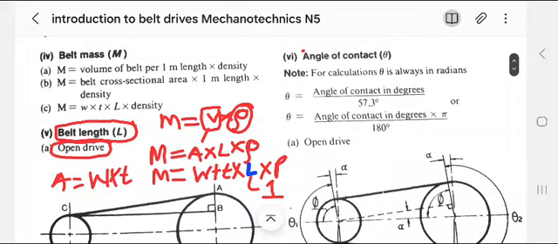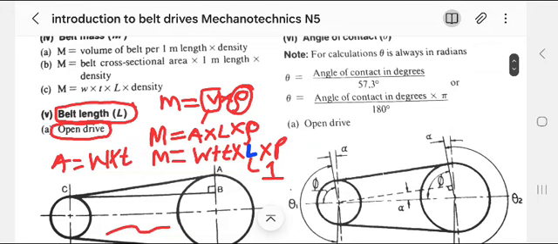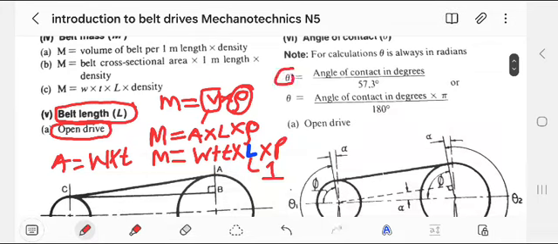Either way, the angle of contact, theta, is always calculated in radians. As you can see, it's always in radians. So the angle of contact we have given there is theta.